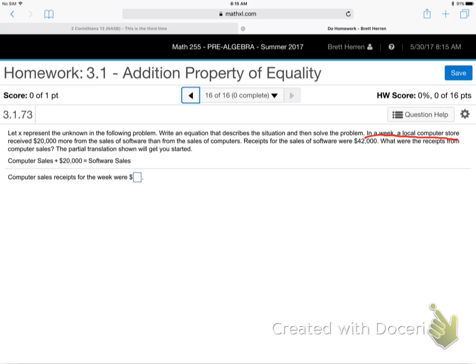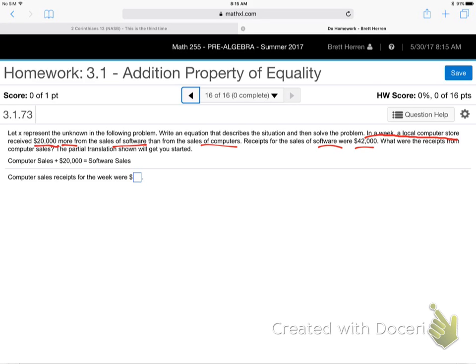They're just basically saying 20,000 more for software than computers. So they got 20,000 more from software than they did from computers. Software was 42,000. So software's 20,000 more, and they got 42,000 from software. So how much do they get from computers? 62. What's that? 62,000. Well, careful.